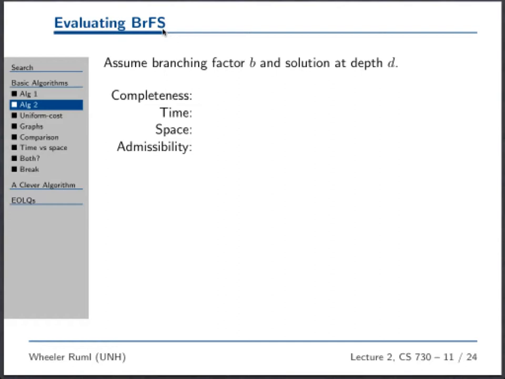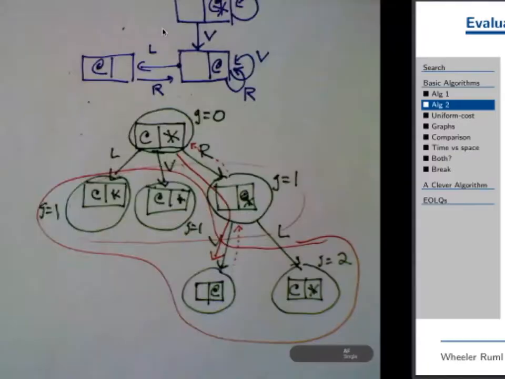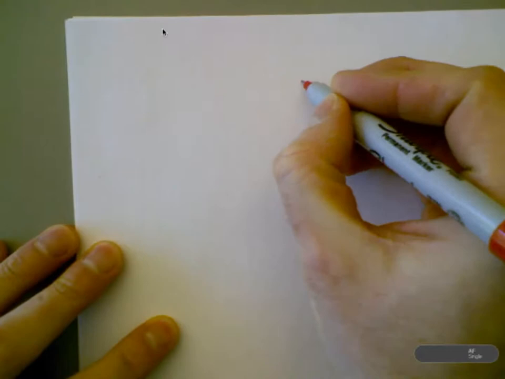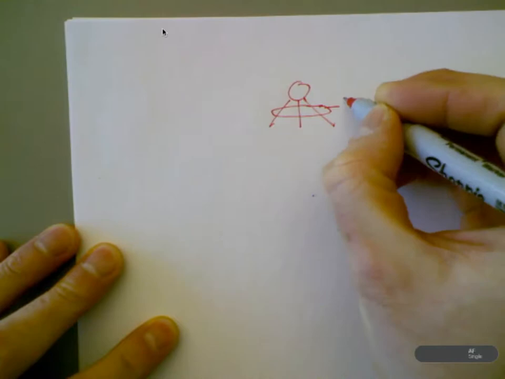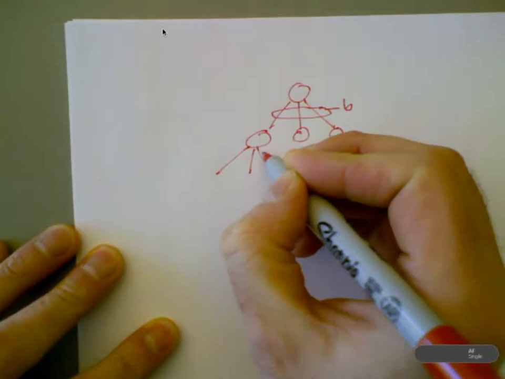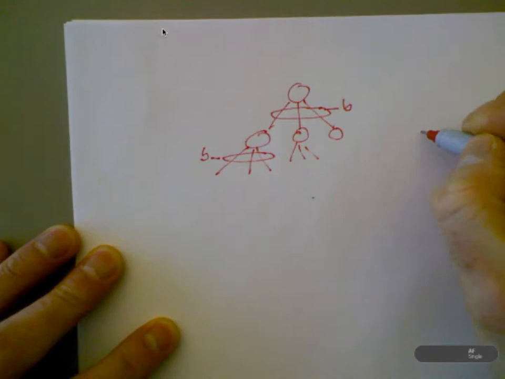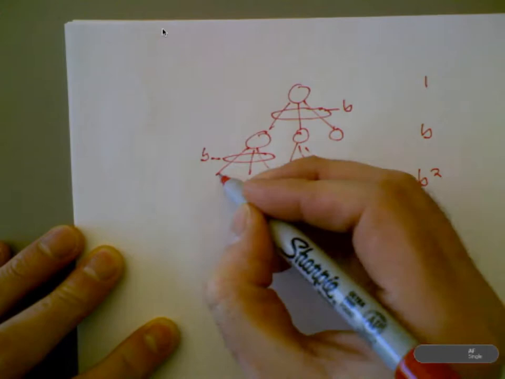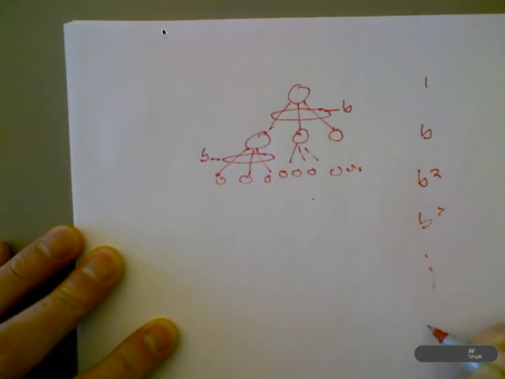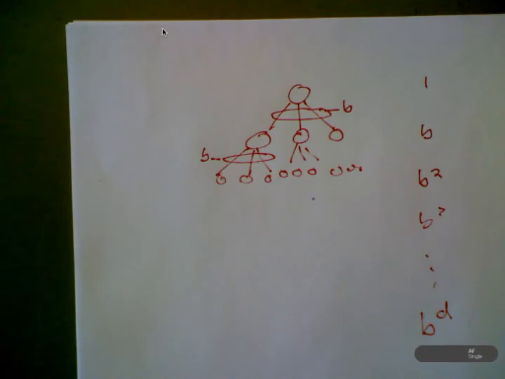Now, if the tree has a branching factor of B and there's a solution at depth D, how many nodes is breadth-first search going to visit? Yeah, B to the D. Does everyone understand that? Here we've got the initial state up here. And if there are B children, so this is of size B. And then for each of those, there are going to be B children. So we've got one, then B, then B squared children on this level, and then B cubed, all the way down to B to the D. So an exponential number of nodes in the length of the solution.